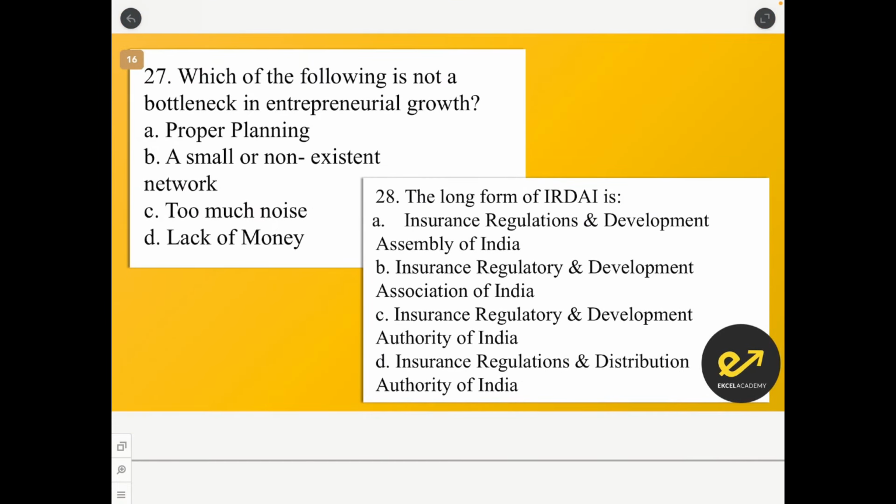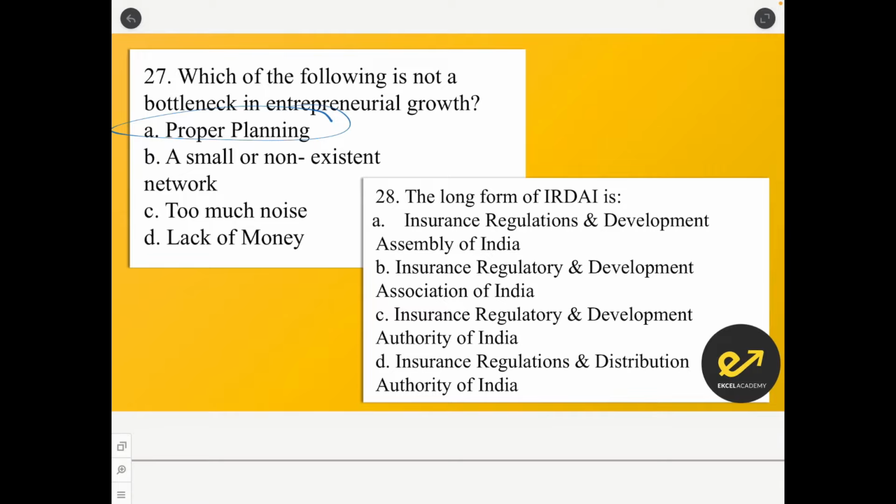Which of the following is not a bottleneck in entrepreneurship growth? Proper planning, a small or non-existent network, too much noise, lack of money. Which of the following is not a bottleneck? So proper planning is not a bottleneck. It is a good thing to have.